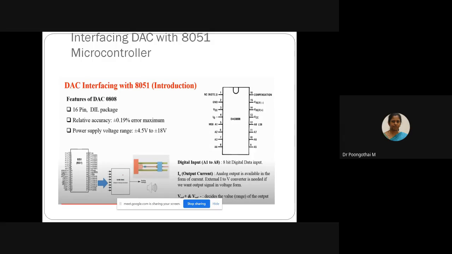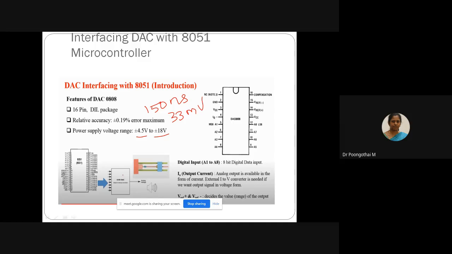It is a 16-pin 8-bit monolithic DAC, that is digital to analog converter, featuring a full-scale output current settling time of 150 nanoseconds. Please note down the important parameters. And also it dissipates only 33 milliwatts with plus or minus 4.5 volts to plus or minus 18 volts supply. So these are some of the features of the DAC IC.